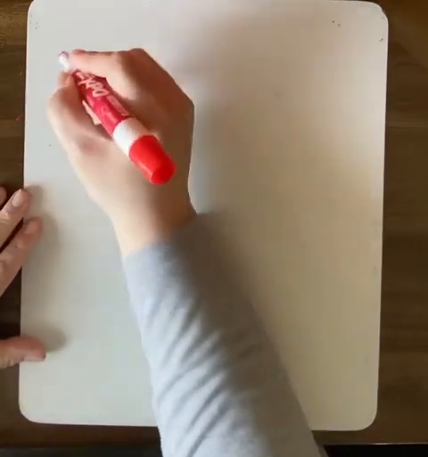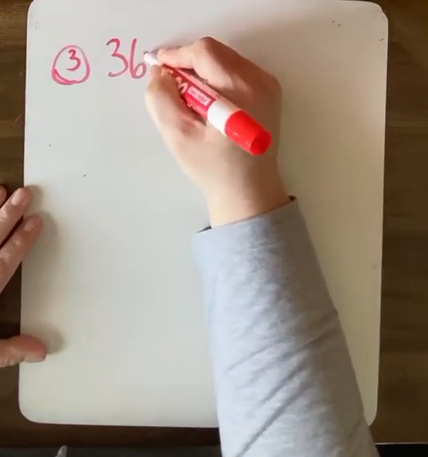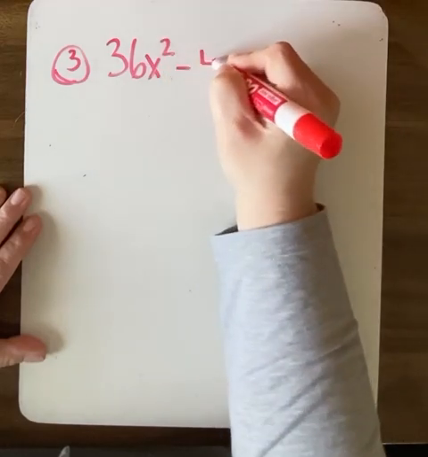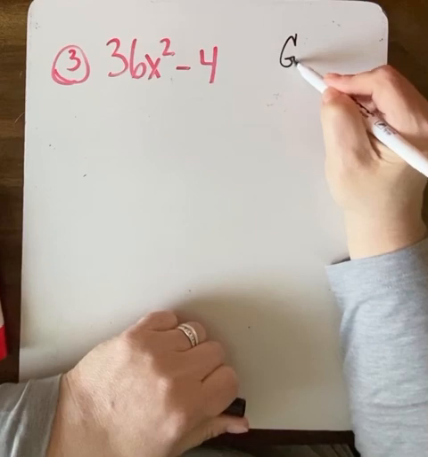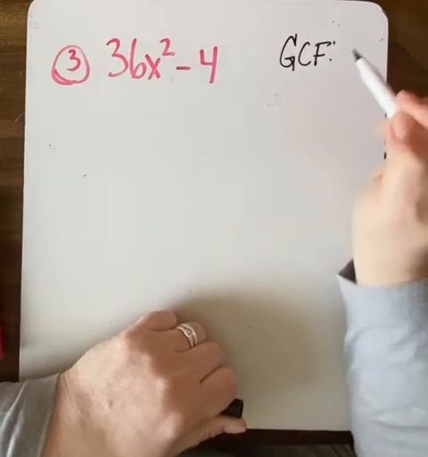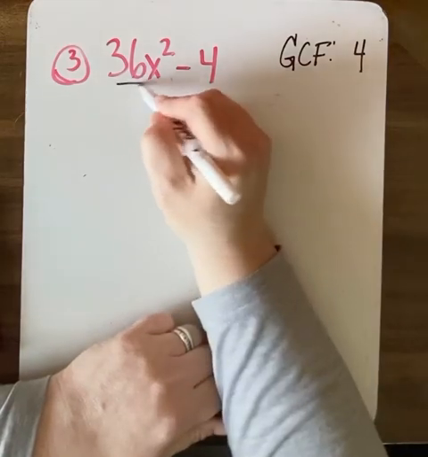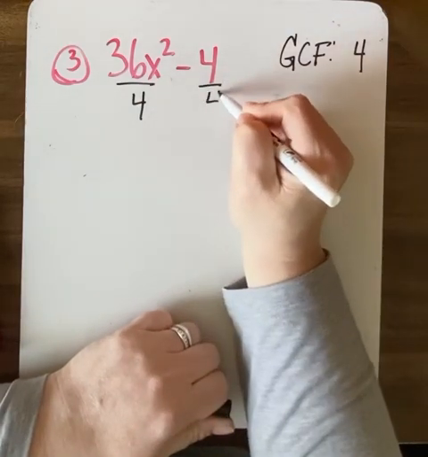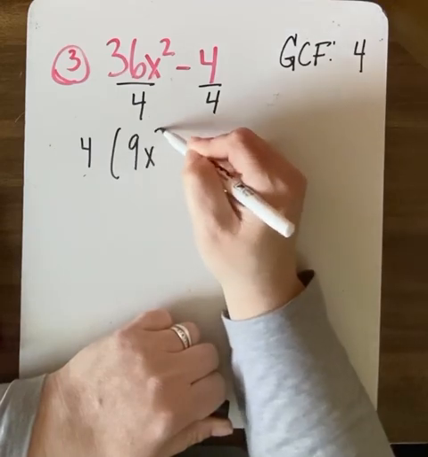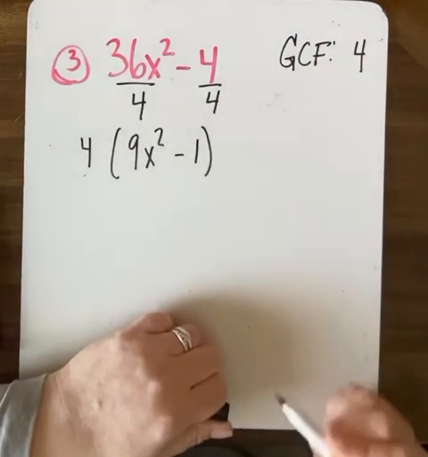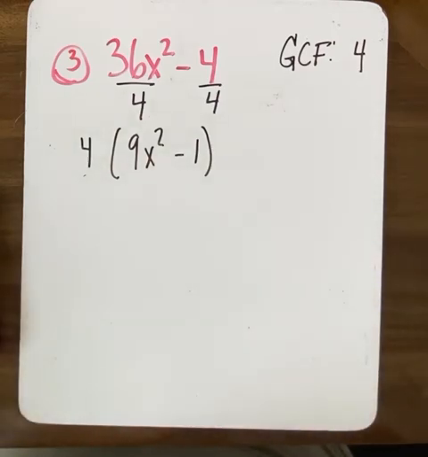Now let's look ahead to number 3. Number 3, the problem is 36x squared minus 4. So I always check to see if there is a GCF, and there is a GCF of 4. So I'm going to be able to take and divide a 4 out of both parts. And then I'm going to check to see, well, can this go any further or am I finished?